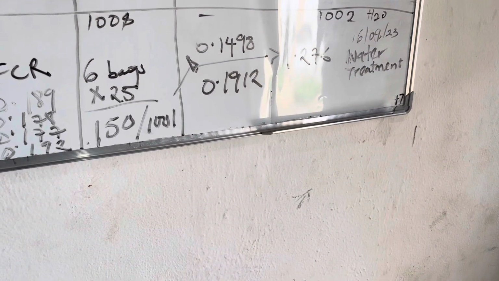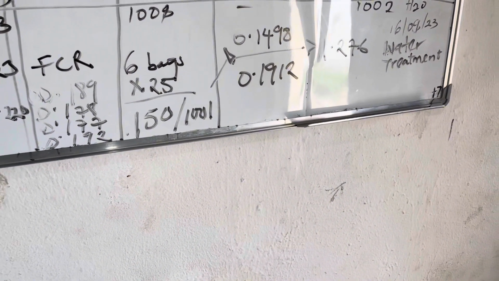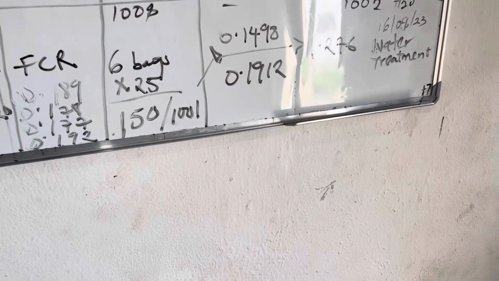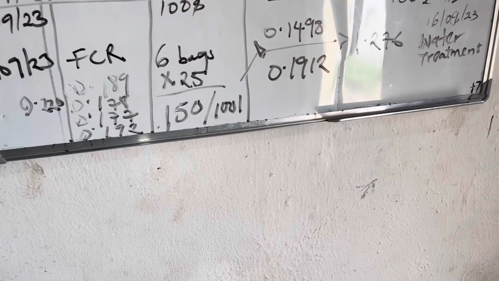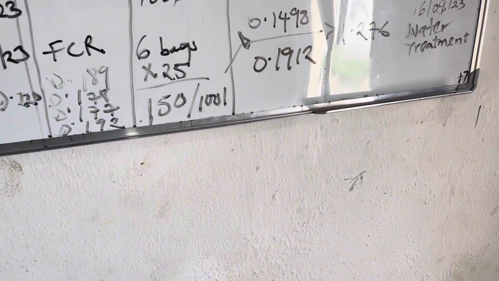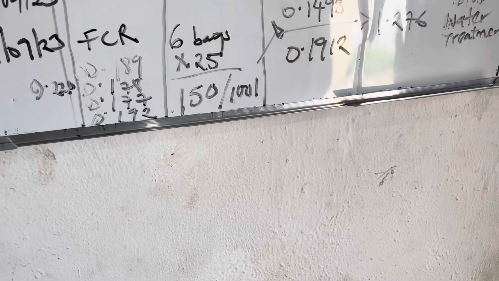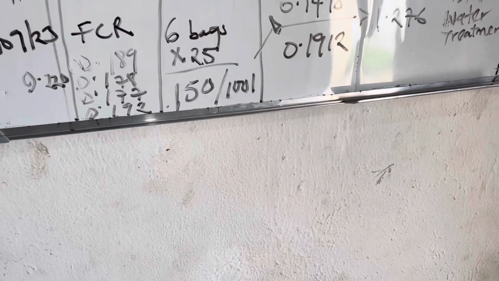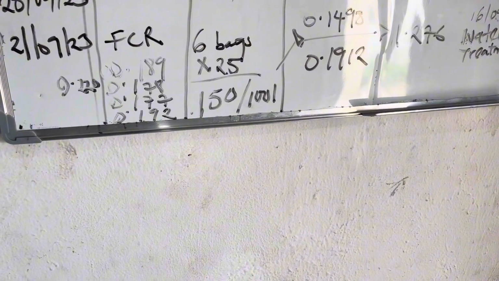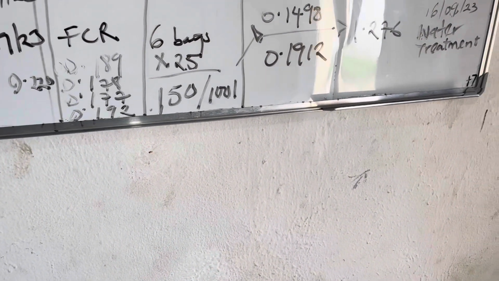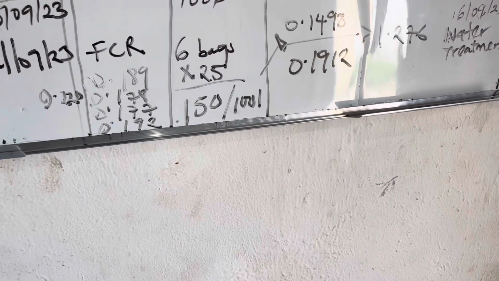You understand? With that information, you can decide to increase the feed, maybe you're underfeeding your birds. Or it can tell you that a particular hatchery's birds are fantastic, very good at converting feed into meat. So I will demonstrate to you how to do it.